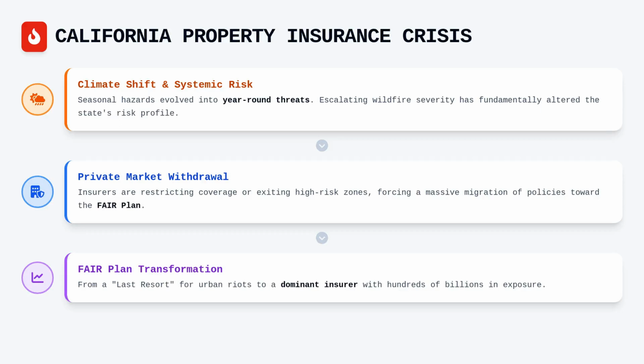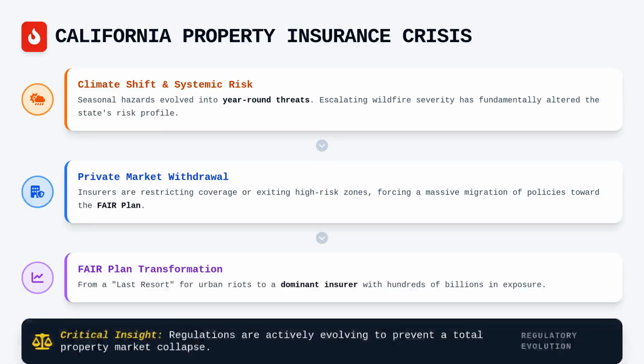To maintain solvency and function within the broader California insurance economy, the state has had to introduce comprehensive regulatory overhauls. Understanding this evolution is critical because the code and regulations you are studying are not static. They're actively adjusting to prevent a total collapse of the state's property market.